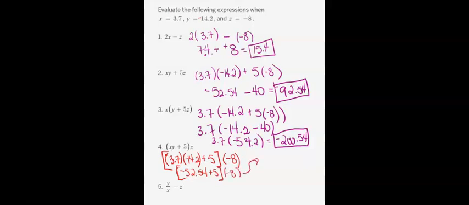If I finish solving up here, negative 52.54 plus a positive 5 ends up being, again, I subtract them, and I keep the sign of the larger absolute value, so it ends up being negative 47.54 times negative 8. When I multiply those together, I get a positive 380.2. No, not right. Actually, wait.